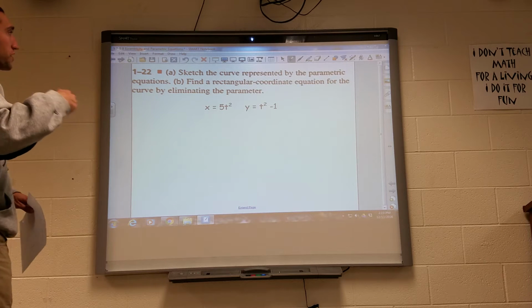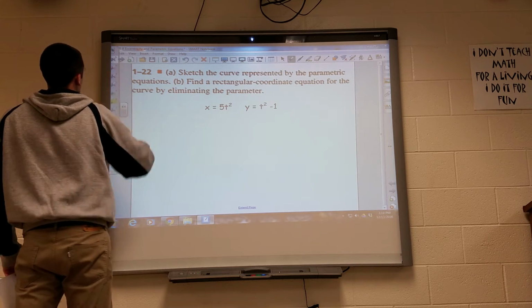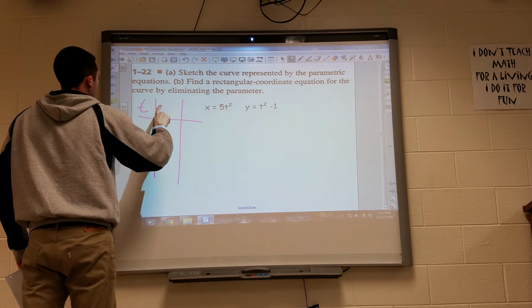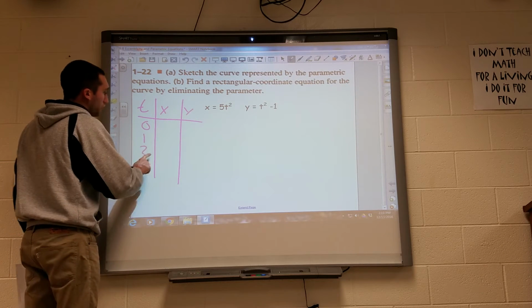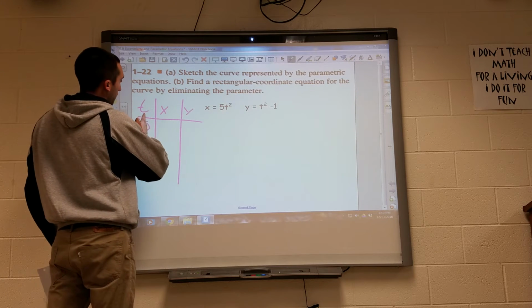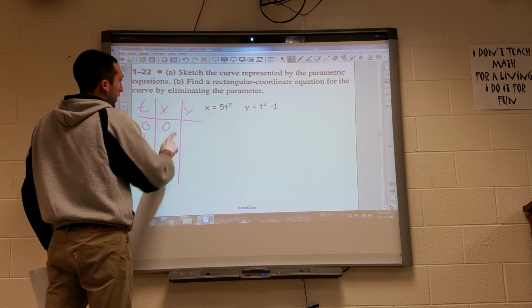So again, we're sketching and then turning it into rectangular coordinates. So we're always going to start with our chart, where we have our t, our x, and our y. And let's just start with 0, 1, 2, and see what happens there. So I plug a 0 in for t into my x equation. I get 0 squared times 5, 0.